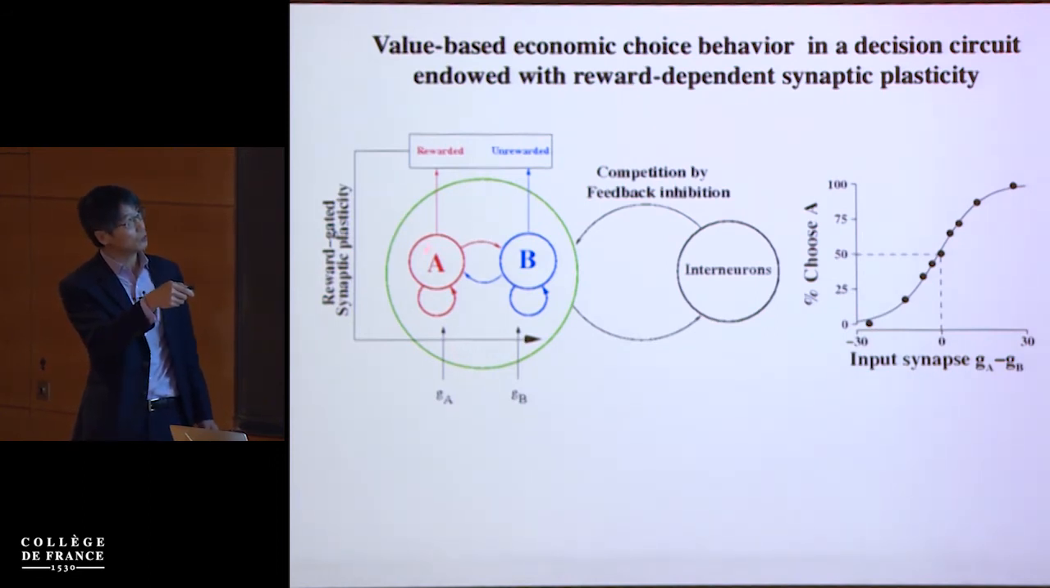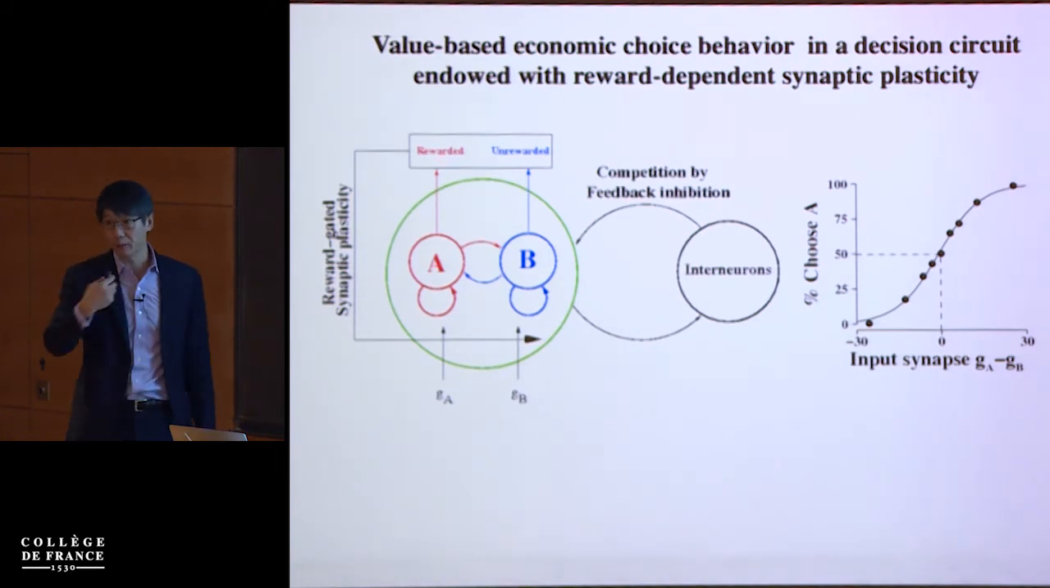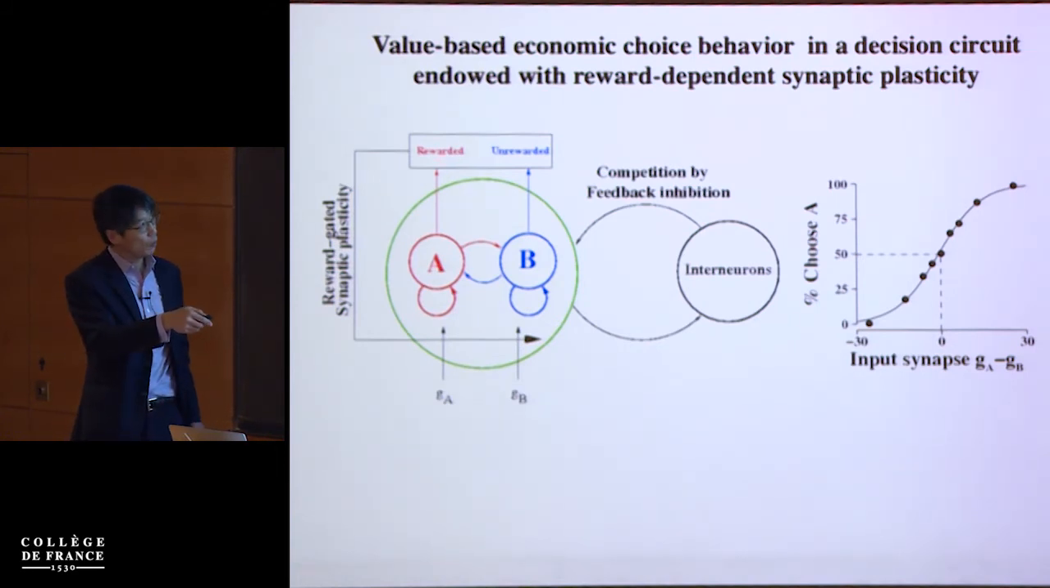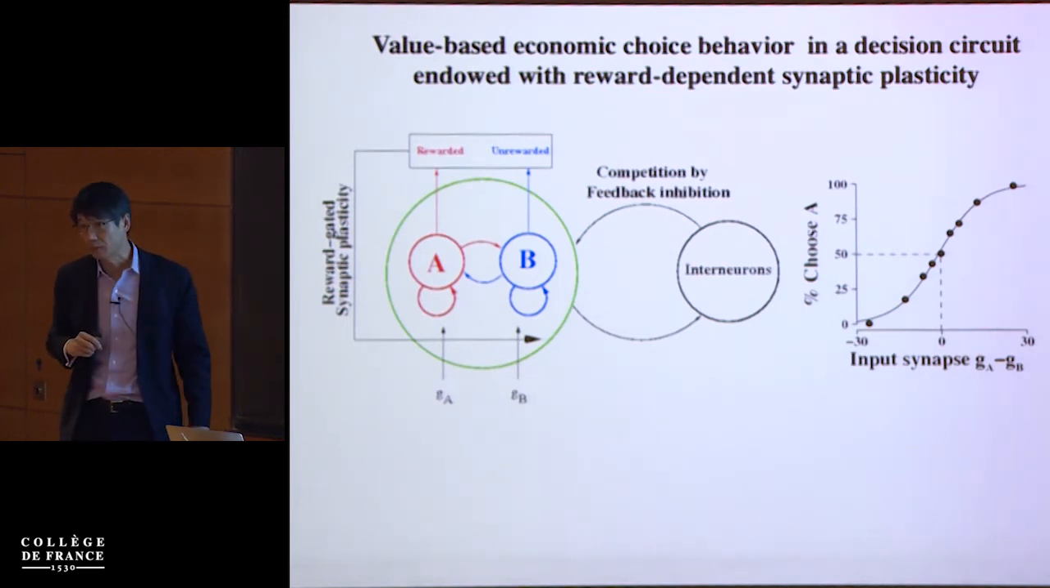So for example, if you choose A, you get a reward. Dopamine somehow modulates plasticity, so GA is enhanced by long-term plasticity. What that means is that wherever you are, you're going to move to the right a little bit, right? So in that case, next time, you're more likely to choose A again.